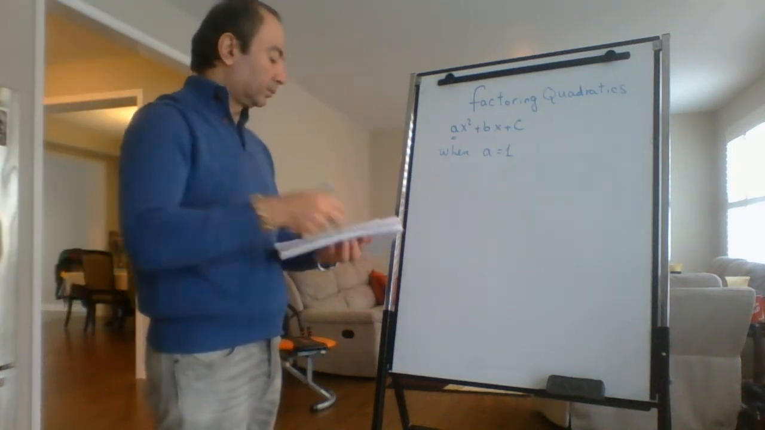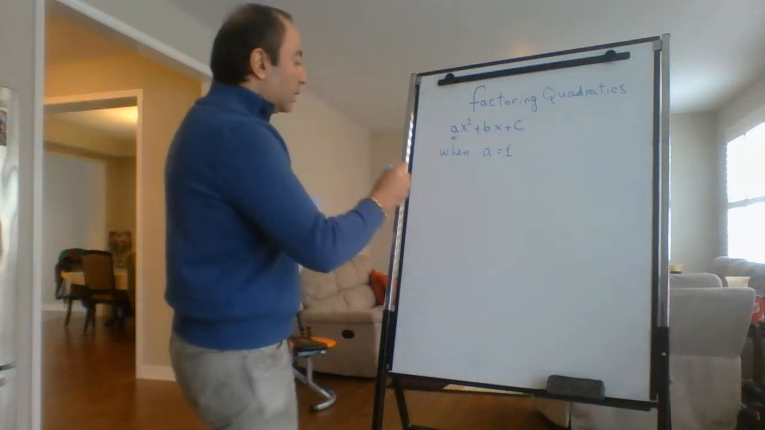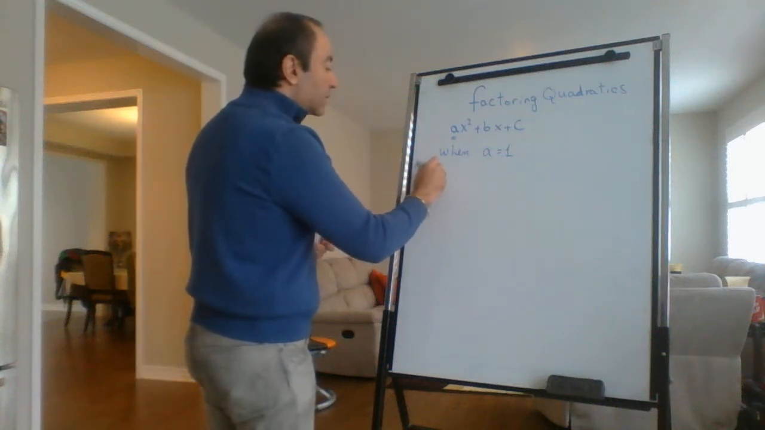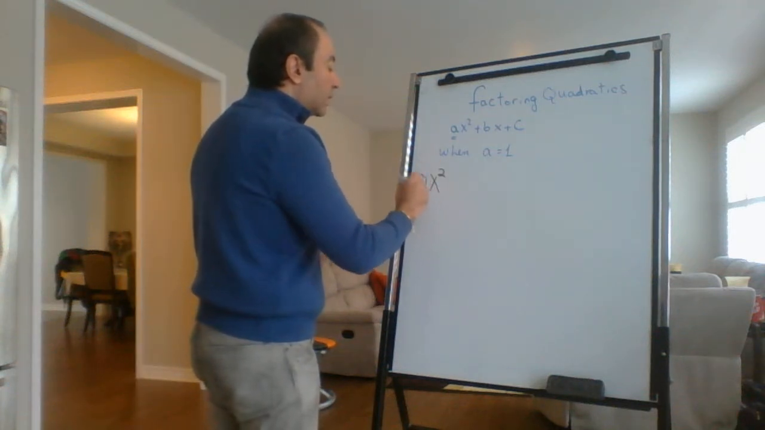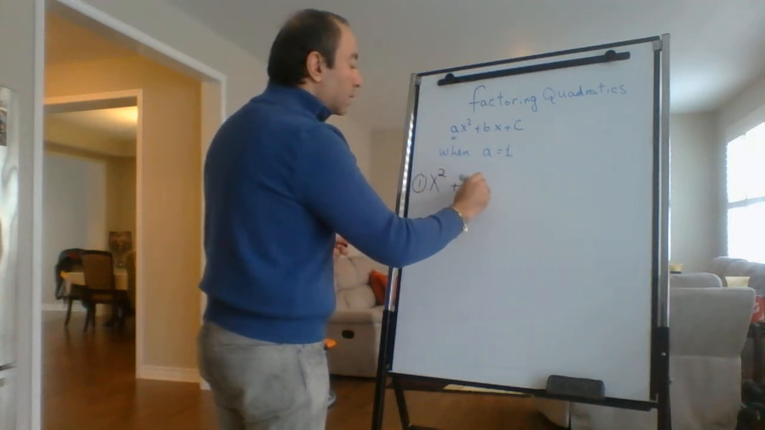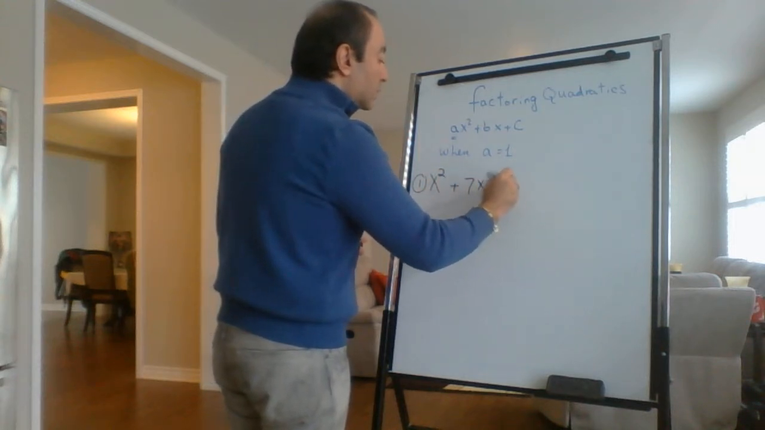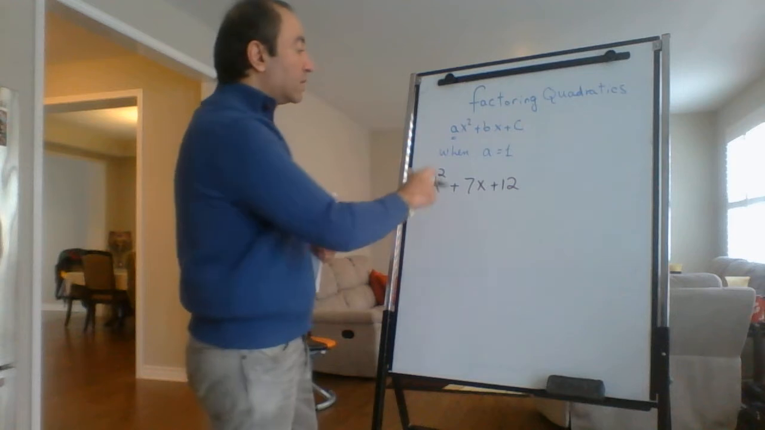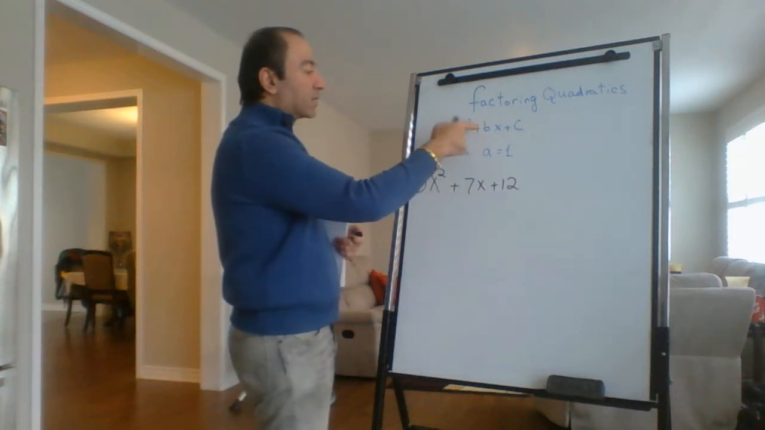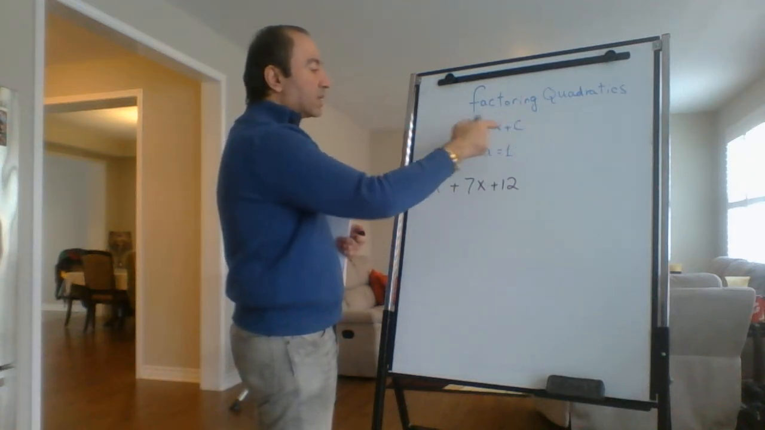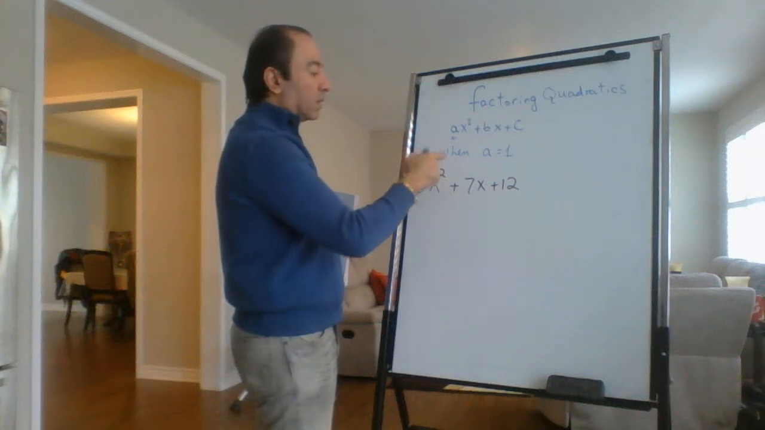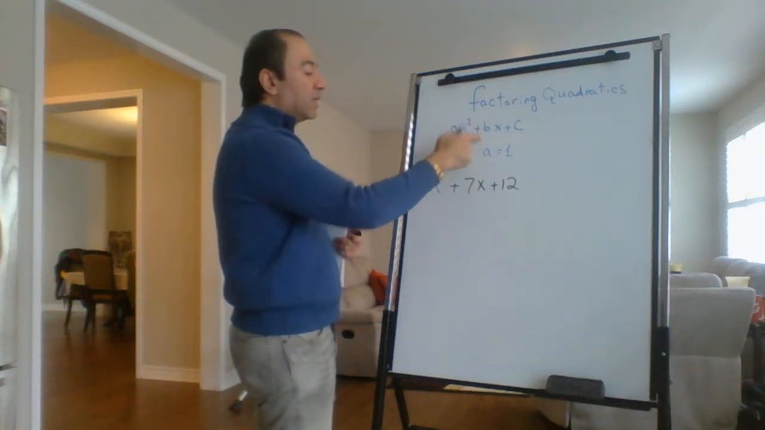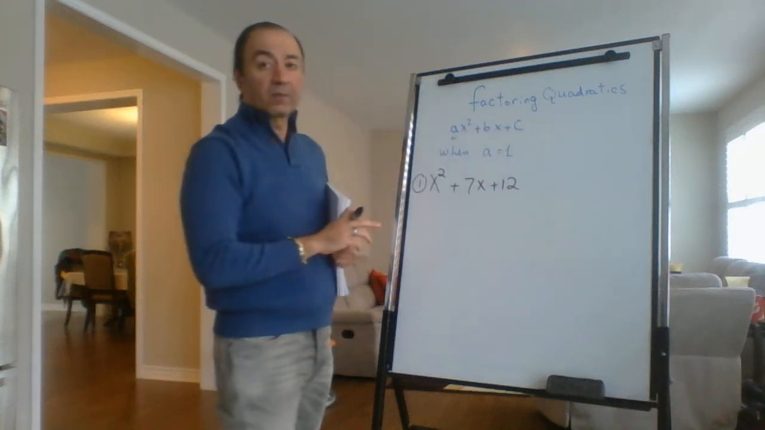So let's say we have this quadratic, this is example 1, and this is in standard form because it's in the same form as ax squared plus bx plus c. A is 1, like that's what we're doing today. B is 7, c is 12.